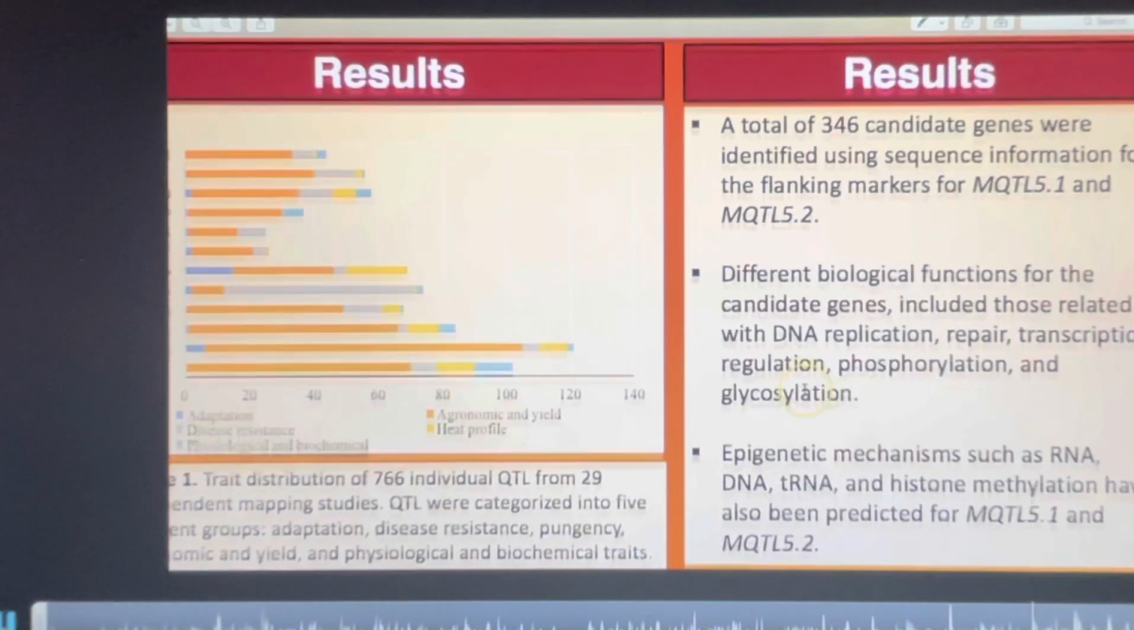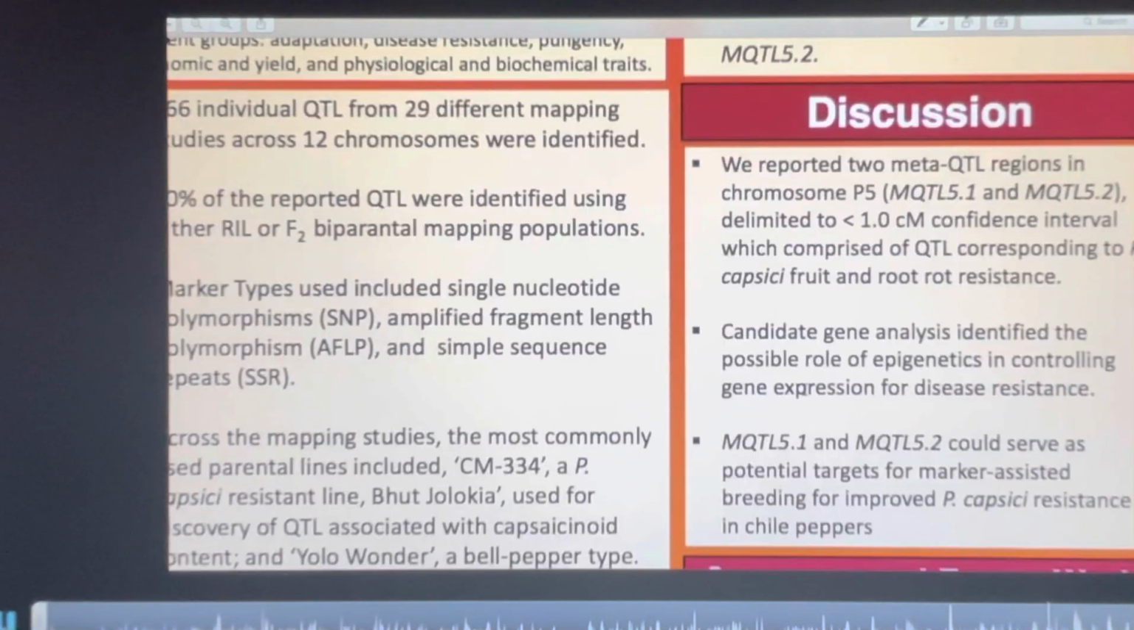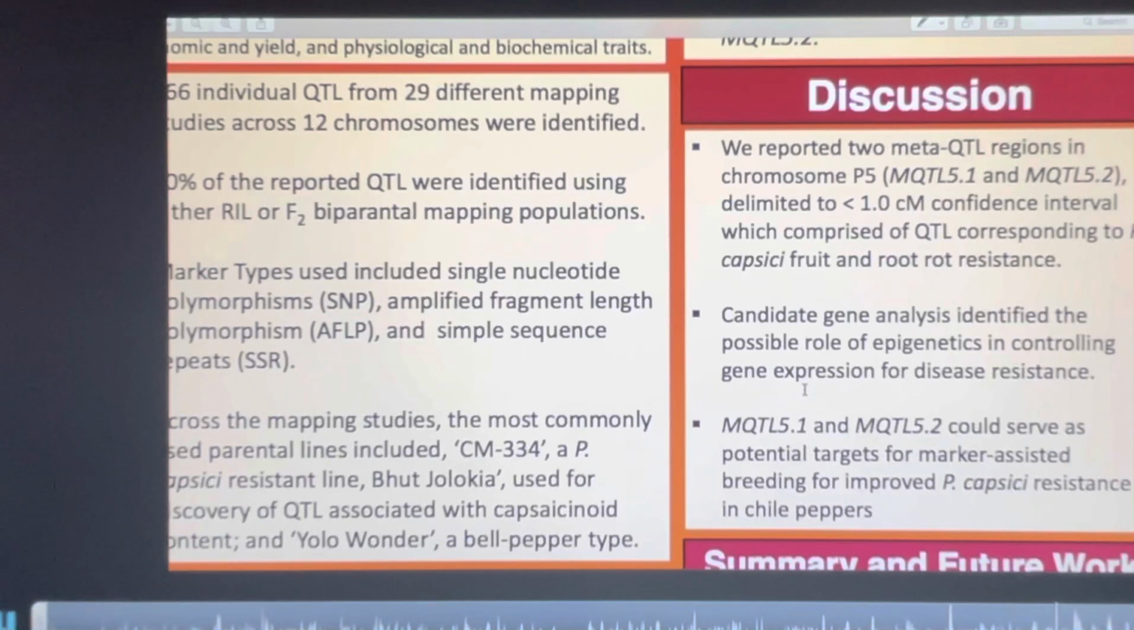In conclusion, we reported meta-QTL regions in chromosome P5, which were related to P. capsici fruit and root rot resistance, which correlated with potential epigenetic mechanisms which have actually already been recognized for their relationship with conferring disease resistance in other crops, for example, rice and maize, just to name a few. MetaQTL 5.1 and MetaQTL 5.2 could serve as potential targets for marker-assisted breeding for improved P. capsici resistance in chili peppers.